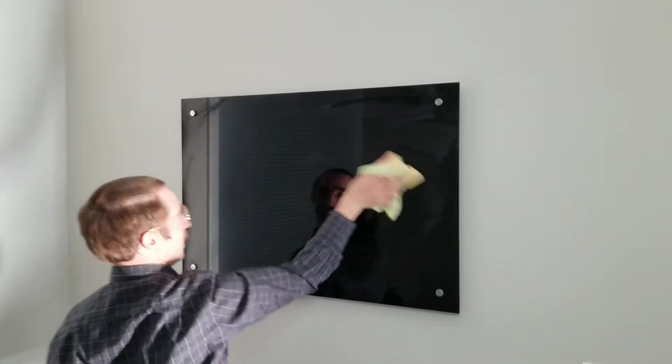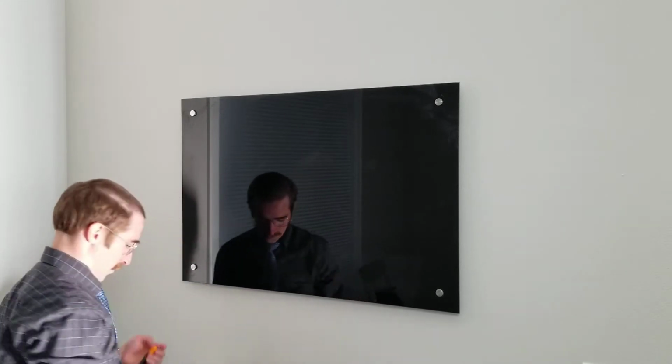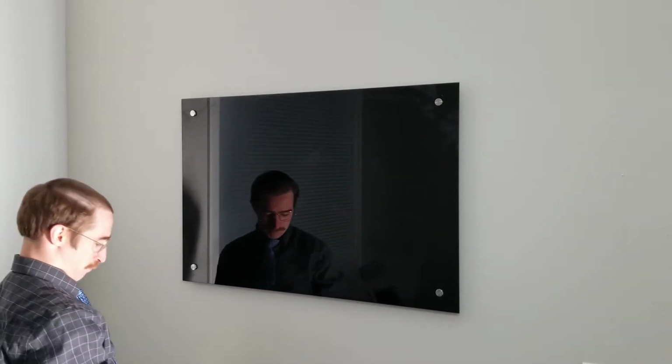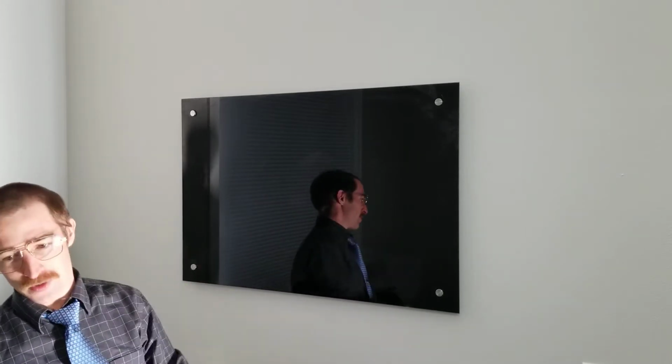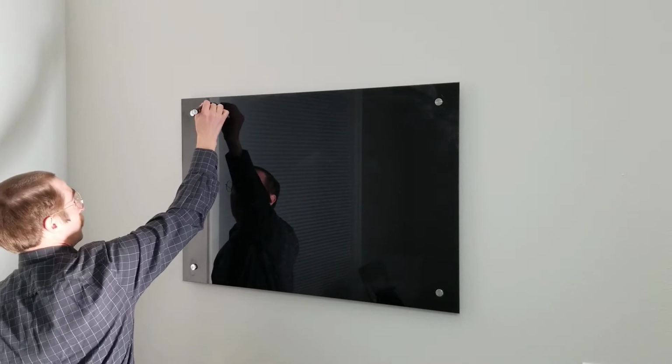Nice and clean, nice and plain. There we go. Let's go back to a fun color. Pink shows up pretty well. So example 1.